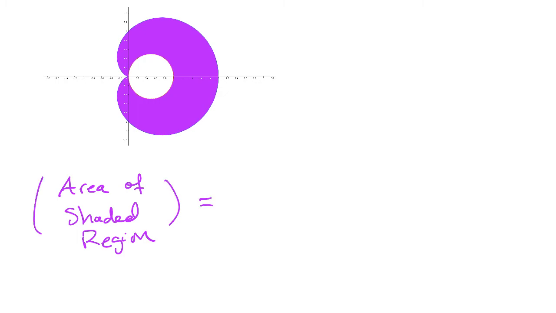And so for the area outside the circle and inside our cardioid, the area of the shaded region is then going to be the area of our cardioid, 3 pi over 2, and then minus the area of our circle, which was pi over 4. And so what we have then for a final answer is 5 pi over 4.